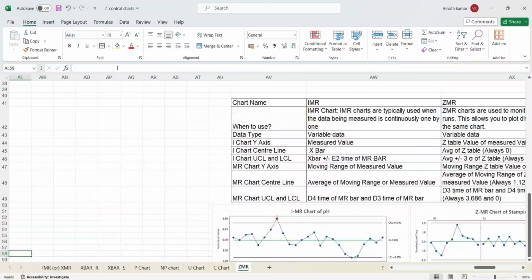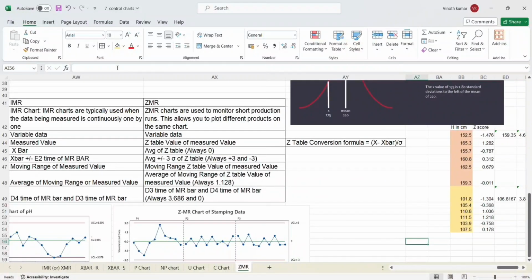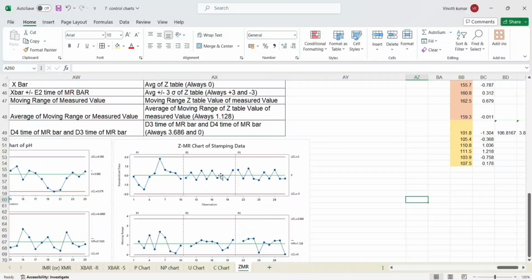Now even though on a very short run I have 3 production runs, one for 2 rupee coin, one for 1 rupee coin, one for 5 rupee coin, their thickness will definitely be different, but those thicknesses can be converted into z scores, and for those z scores I can plot a Z chart and the moving range for the Z values.